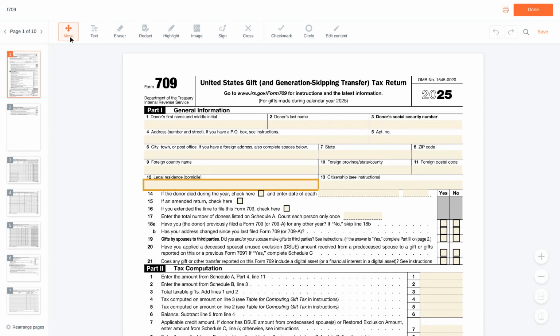Part 1, Section 1 collects the donor's information: your first name, last name, and social security number. Enter your address, citizenship status, and whether you are filing a split gift with your spouse. If your spouse agrees to split gifts, each gift is treated as if each of you gave half.